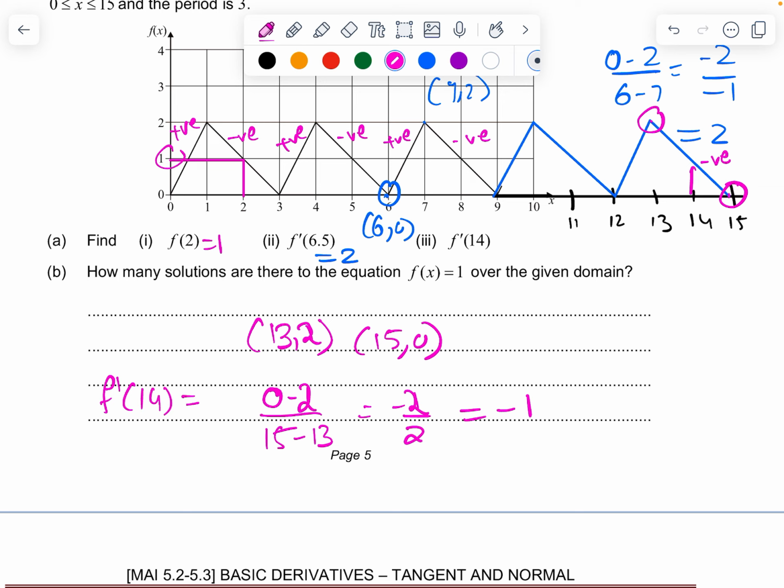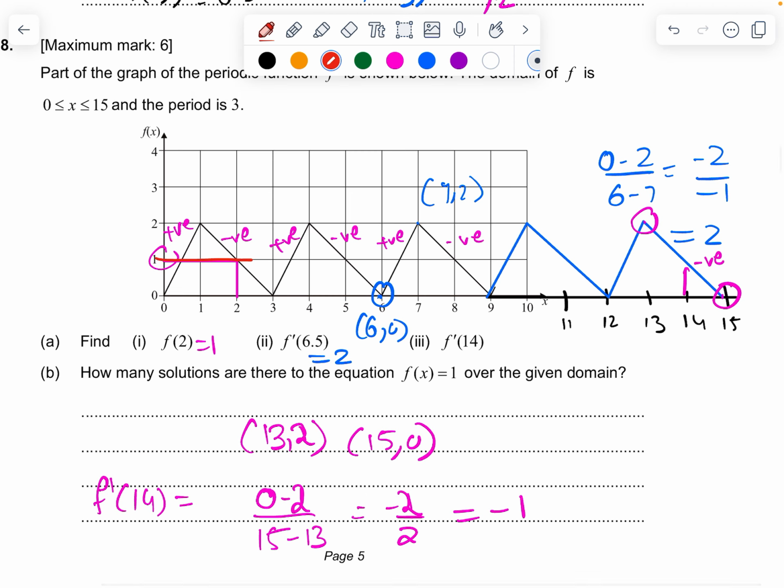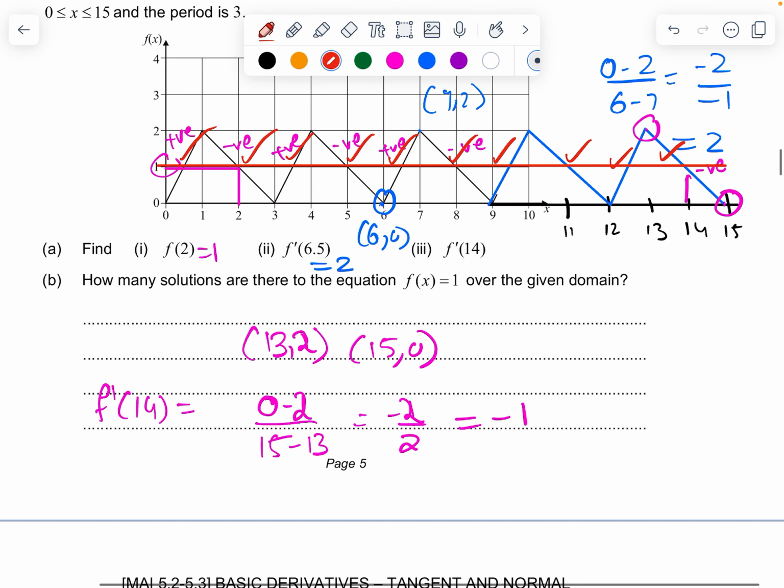negative 1. How many solutions are there for the graph f of x equals 1? f of x equals 1, draw a straight line. And you can see that 1, 2, 3, 4, 5, 6, 7, 8, 9, 10. 10 solutions are there. So the answer for part B is going to be 10.